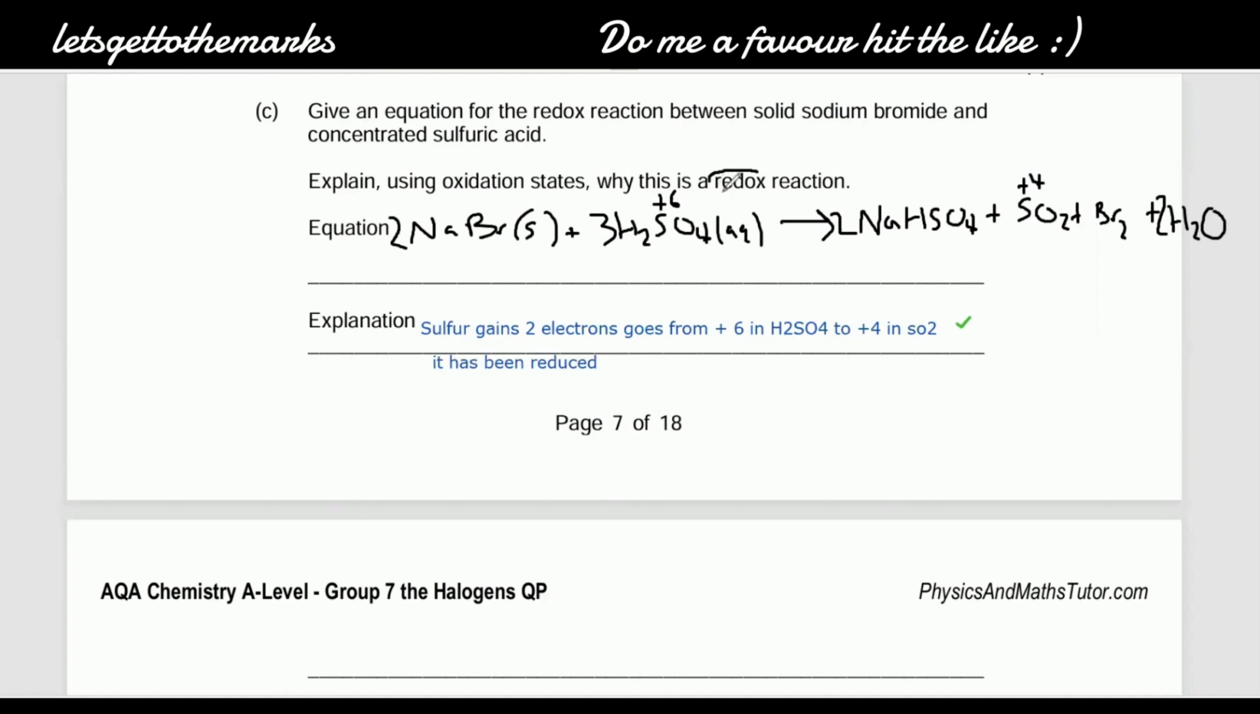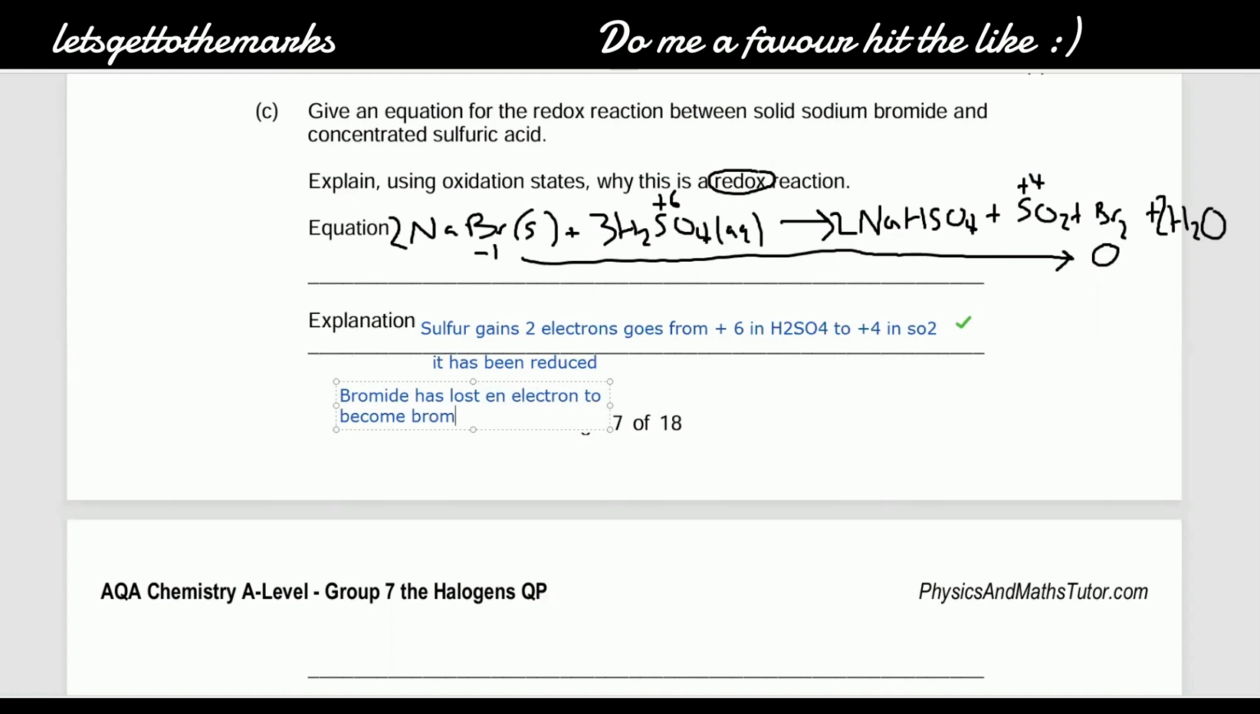Now, there's also been oxidation. It's not a redox reaction unless there's been oxidation. So let's explain where the oxidation is taking place. Bromine in its elemental form is 0, so bromide ions have lost electrons. Bromide has lost an electron to become bromine. It has been oxidized. Bromide has gone from -1 to 0 in bromine. So it's been oxidized.